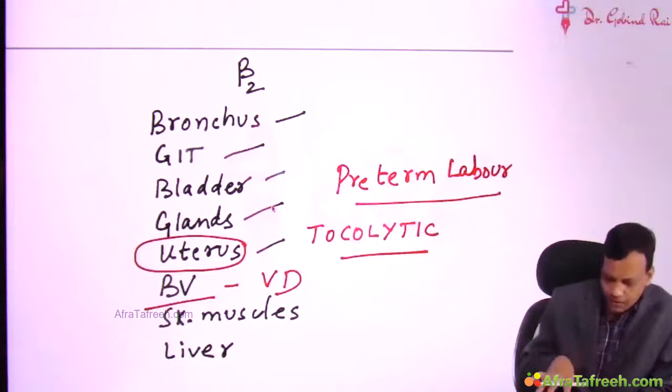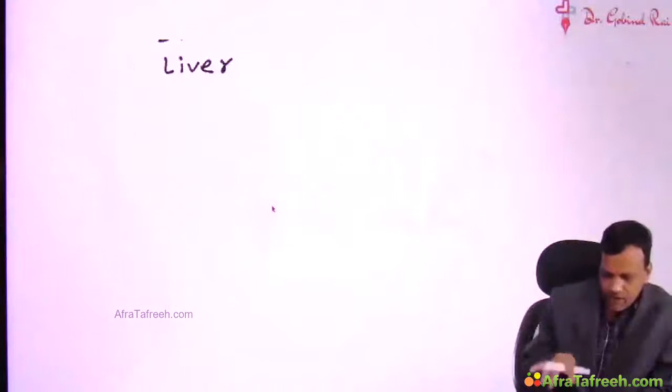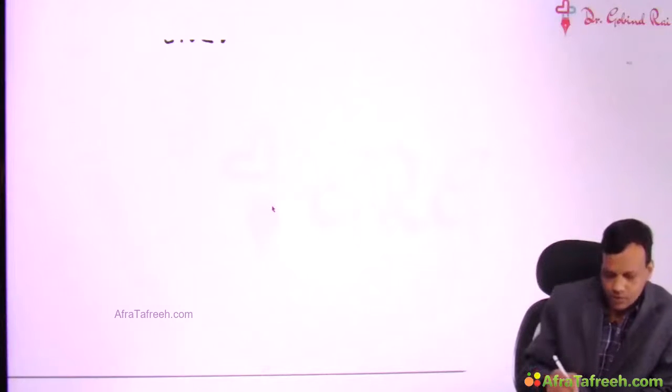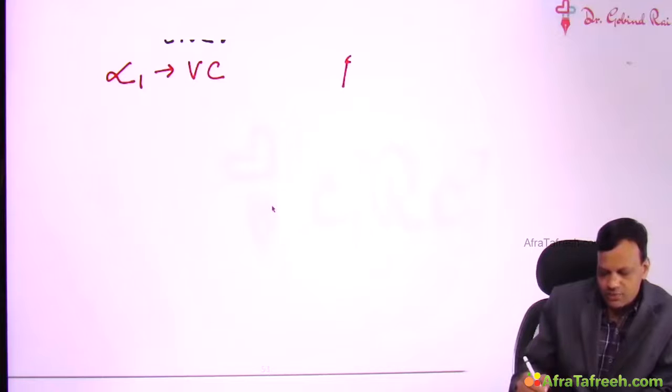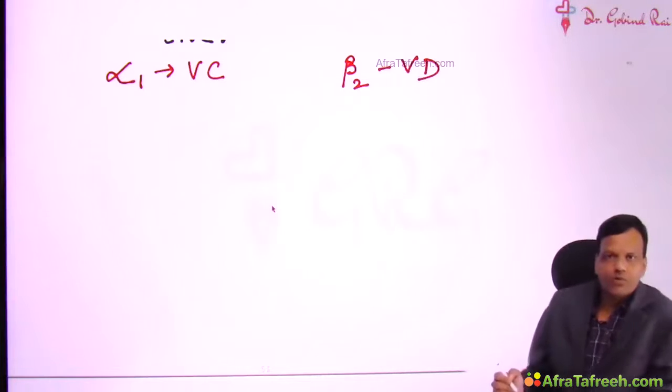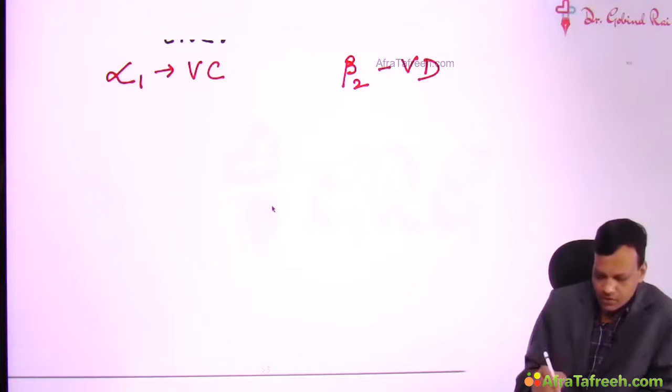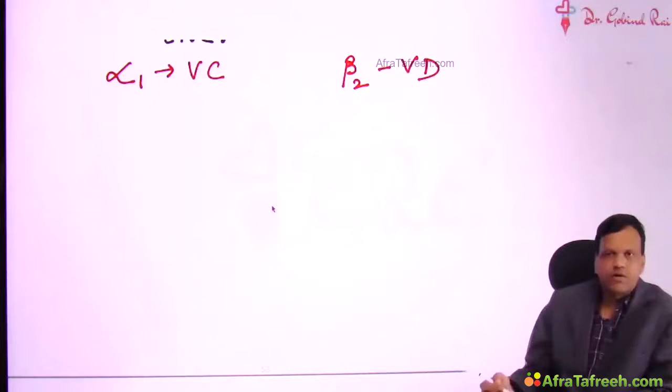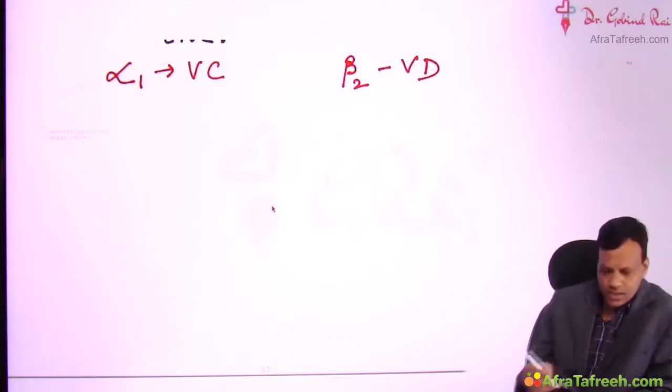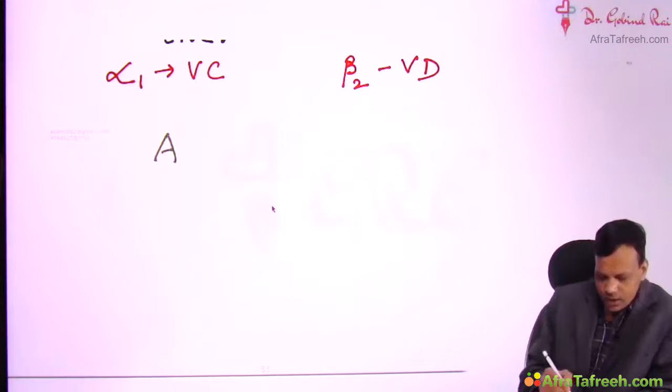But an important thing we discussed earlier: alpha 1 is causing vasoconstriction. So alpha 1 receptor was causing vasoconstriction, and just now we discussed beta 2 is causing vasodilation. So first of all, how do we remember which receptor causes vasoconstriction and which receptor causes vasodilation? To remember that, we have to go back to nursery class where we were taught A, B, C, D.